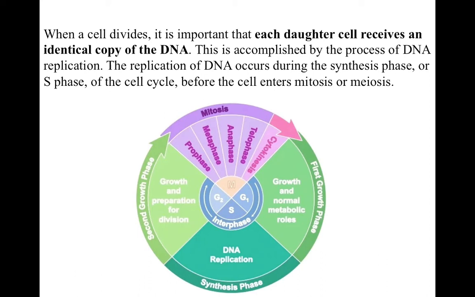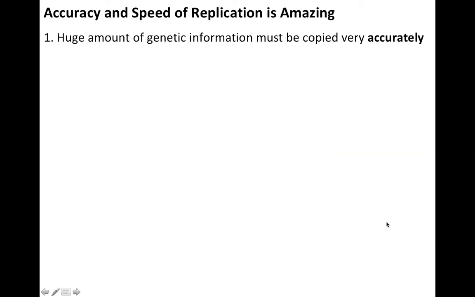With this, I wanted to highlight two very important points of DNA replication. One is the accuracy of DNA replication, and the second is the speed of DNA replication. These two are very amazing facts. If you take a human cell, it has 3.2 into 2, that means 6.4 billion bases of DNA. The entire amount of DNA should be copied by the cell machineries.